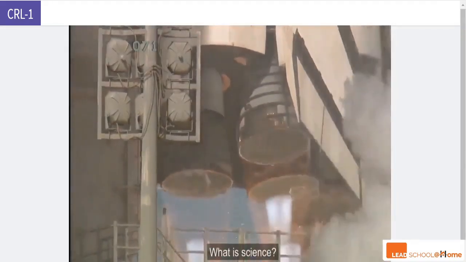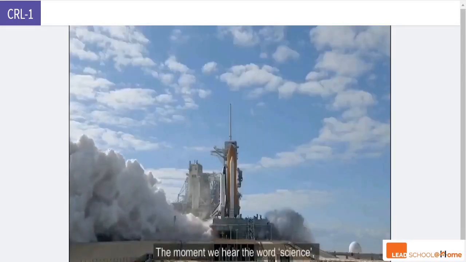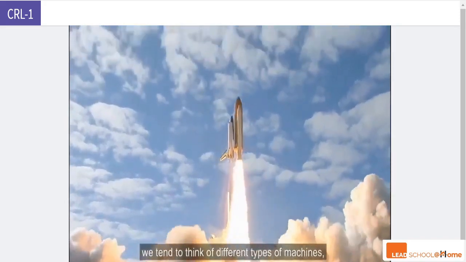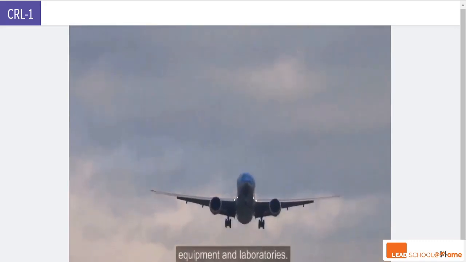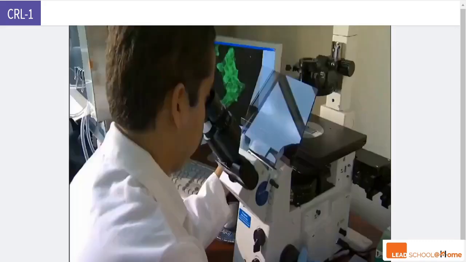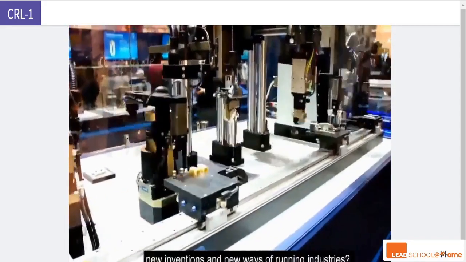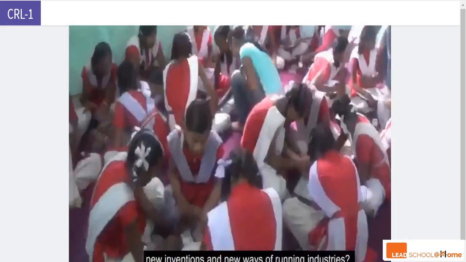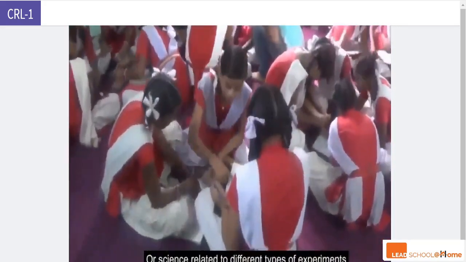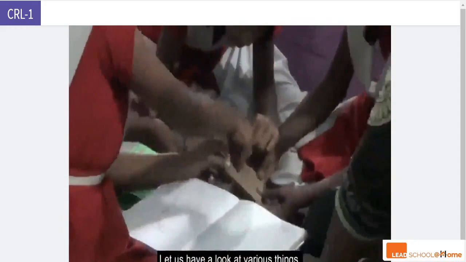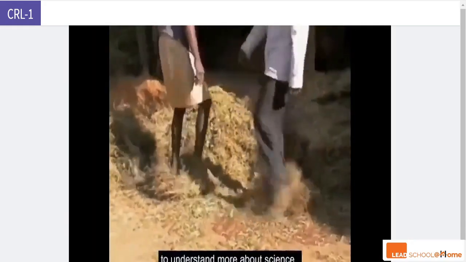What is science? The moment we hear the word science, we tend to think of different types of machines, equipment, and laboratories. Does science mean different types of machines, new inventions, and new ways of running industries? Or is science related to different types of experiments and various inventions based on these experiments? Let us have a look at various things to understand more about science.